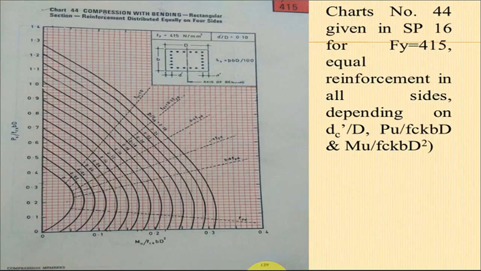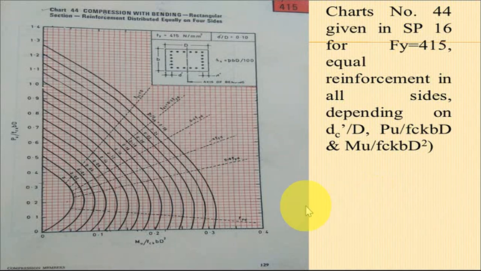This is the interaction diagram. This diagram is related with x-axis Mu divided by fck BD square, and this is Pu divided by fck BD, and this is the equal reinforcement on all the four sides. Fy is equal to 415, and this d dash by D is equal to 0.10.